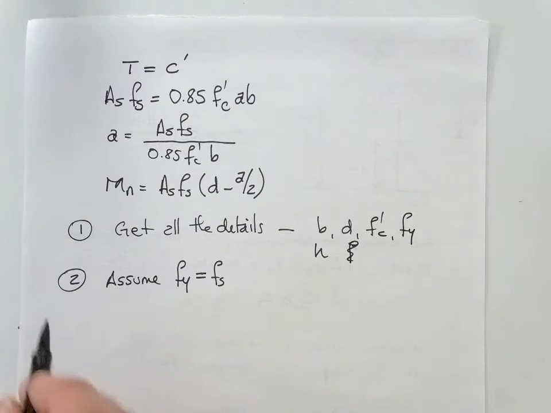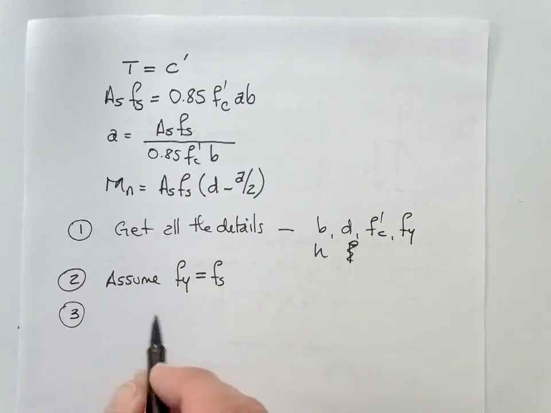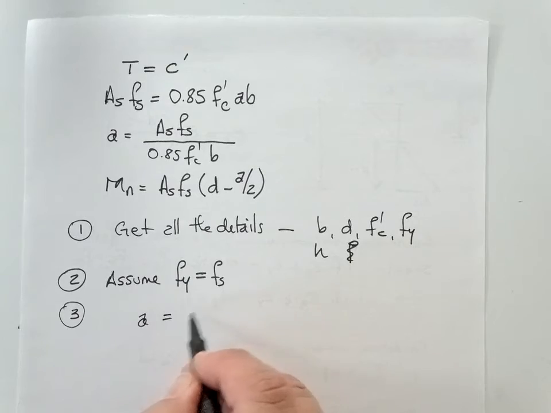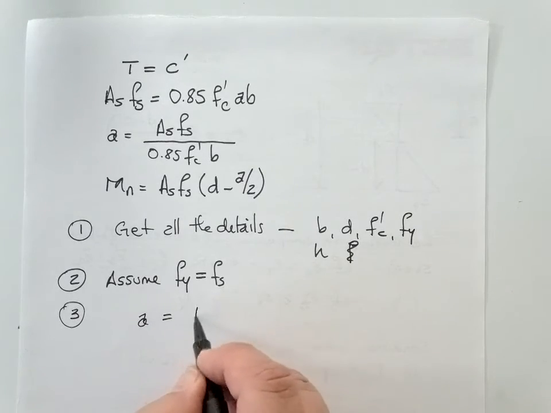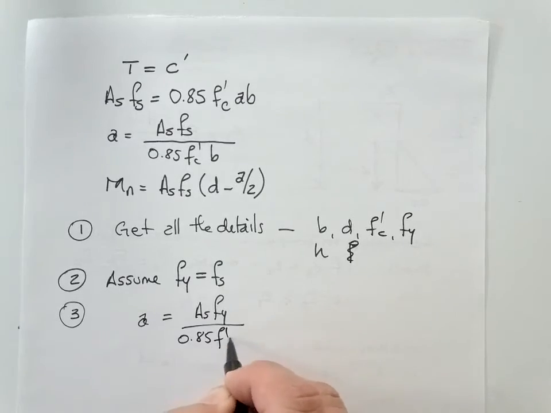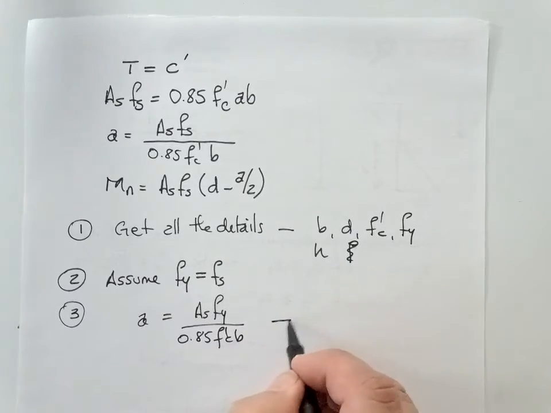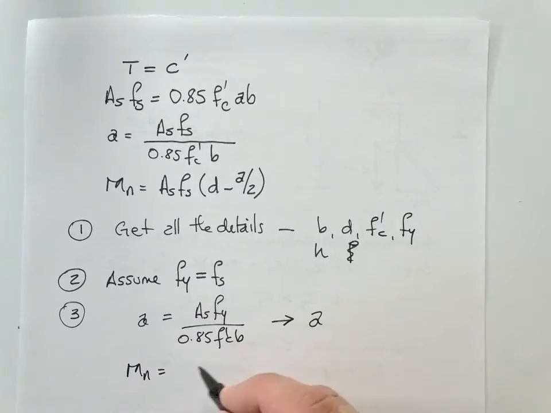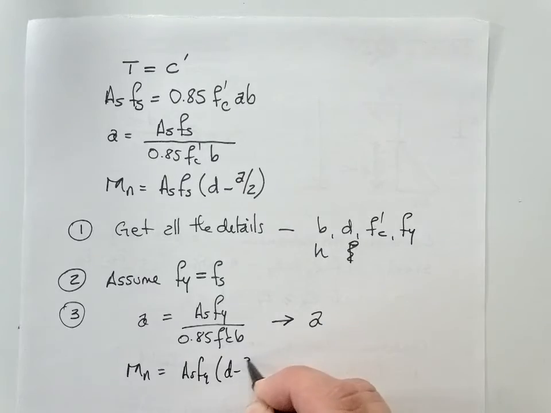After we make this assumption, it's the easiest thing going. A is now equal to A_S Fy over 0.85 F prime C B. I know all of those things, so it'll give me A. And then the nominal moment capacity is equal to A_S F_Y, D minus A over 2. I know all of those things too. So I can very quickly calculate my moment.